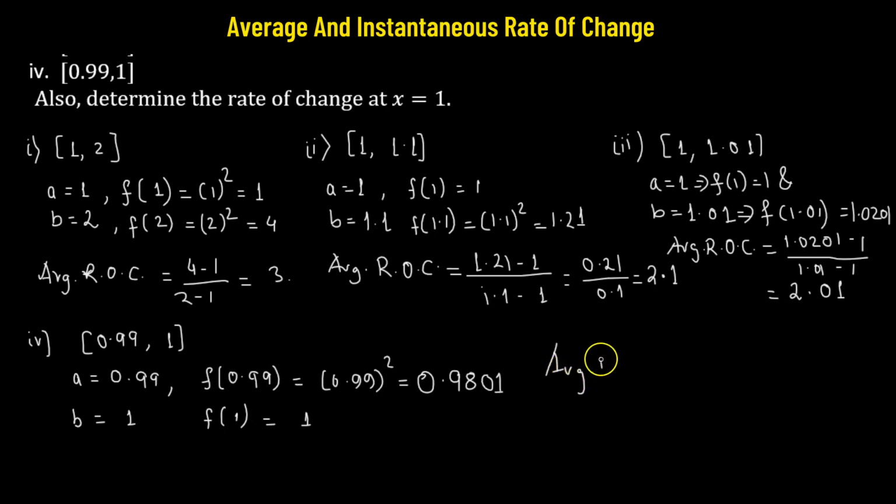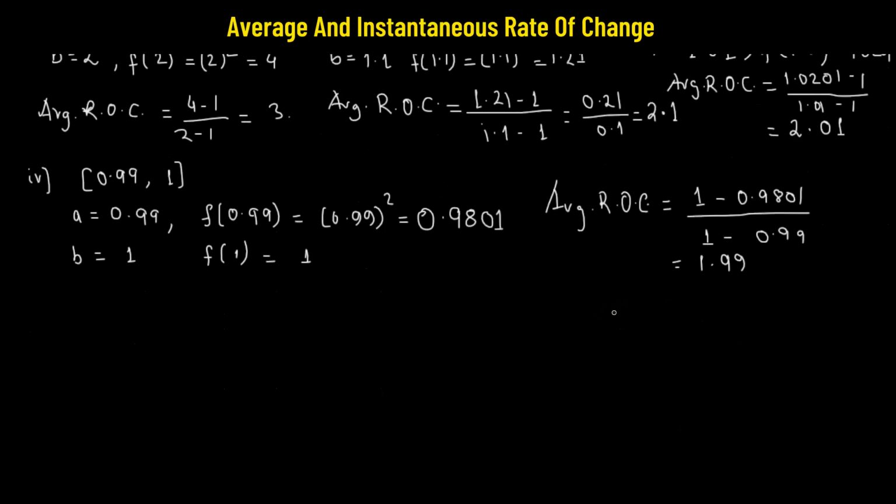And our average rate of change value will be equal to f of b, that is 1, minus f of a, that is 0.9801, whole divided by b minus a, so this is 1 minus 0.99, and this is going to give us the value 1.99. Now that we have the average rate of change for each of the 4 intervals, let's write them down in a tabular form.